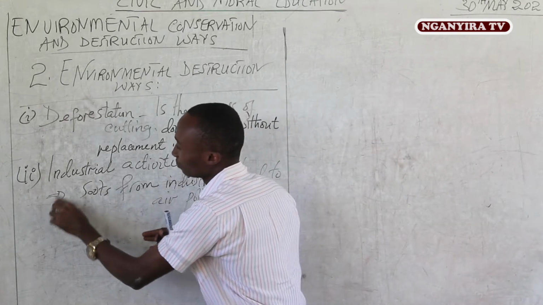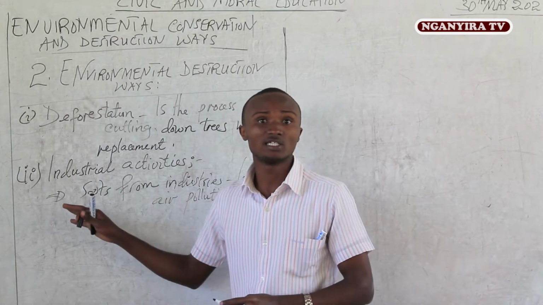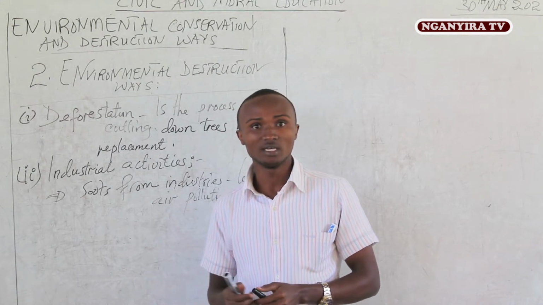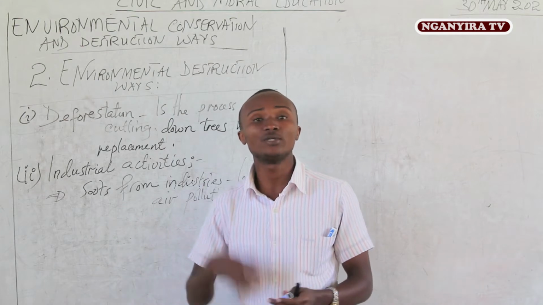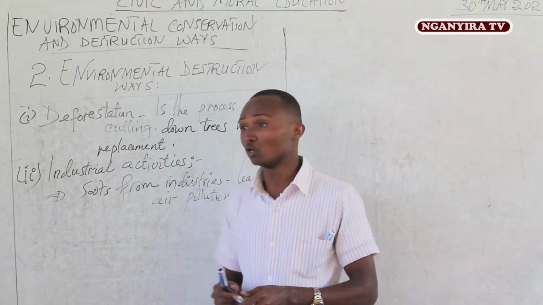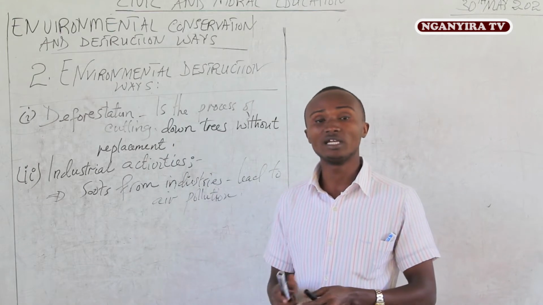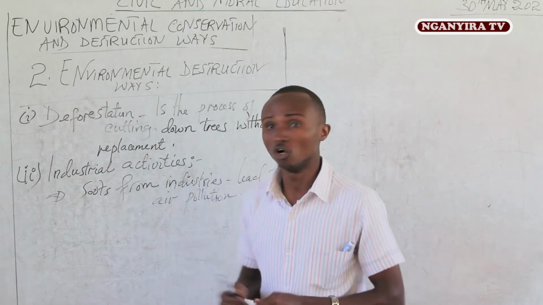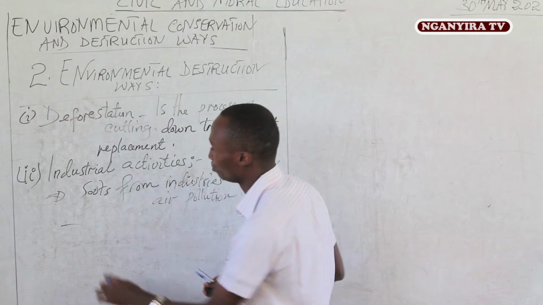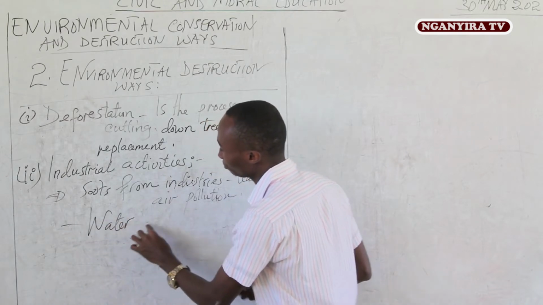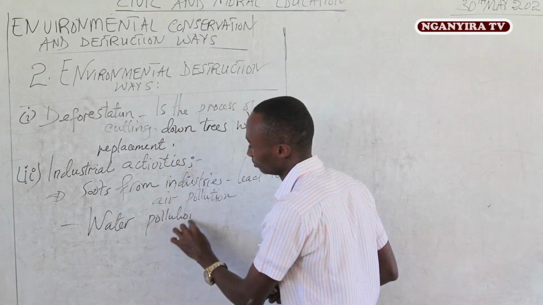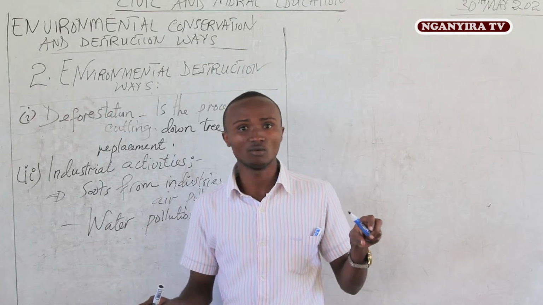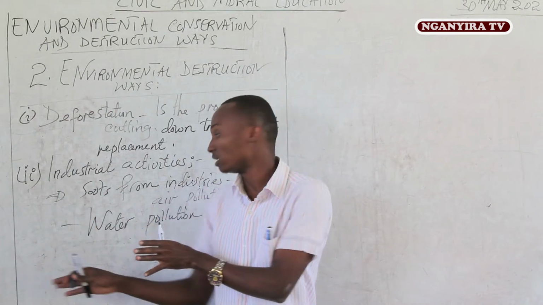Apart from this, in the industries there is what we call a sewage system that is always directing waste products through waterways to other areas. In some industries, they are not treating their waste products. So those sewage systems, when they reach water bodies like rivers, lakes and oceans, can lead to water pollution.